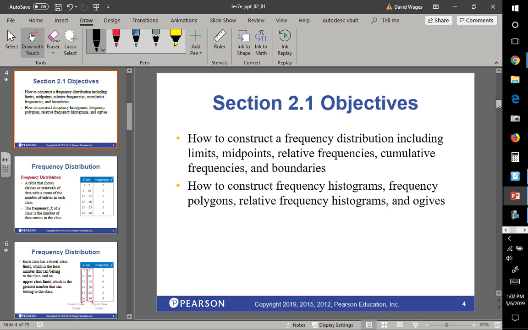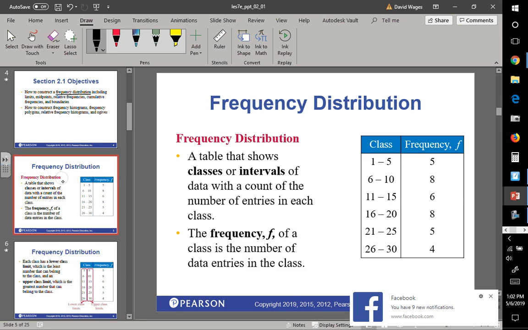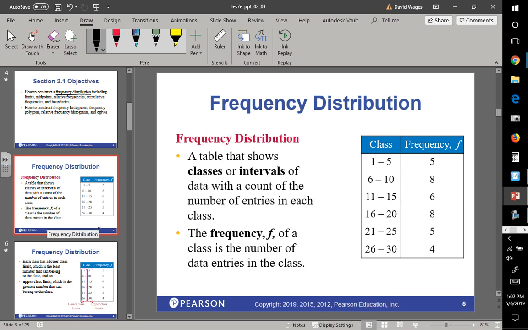In 2.1, we're going to look at frequency distributions, and then we're going to look at different types of graphs involving frequency distributions. So let's begin by discussing what a frequency distribution is. A frequency distribution is a table, and it shows classes or intervals, and then the count associated with each of those. And we refer to the count as the frequency.